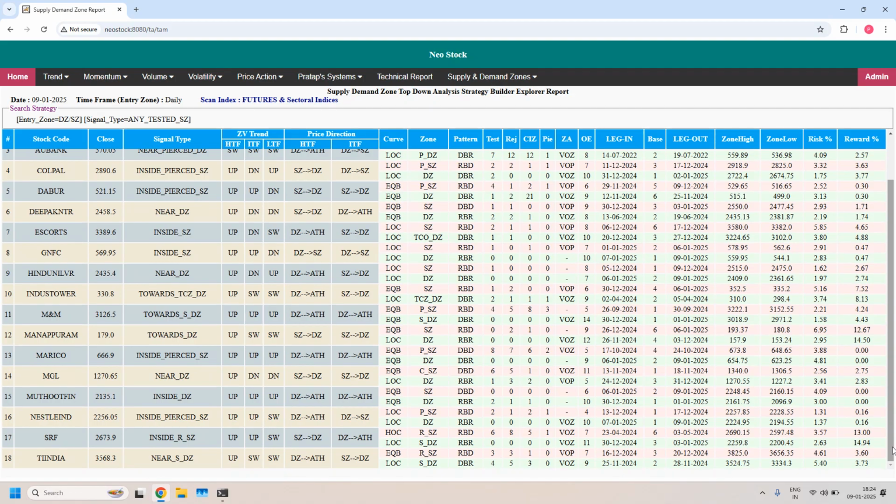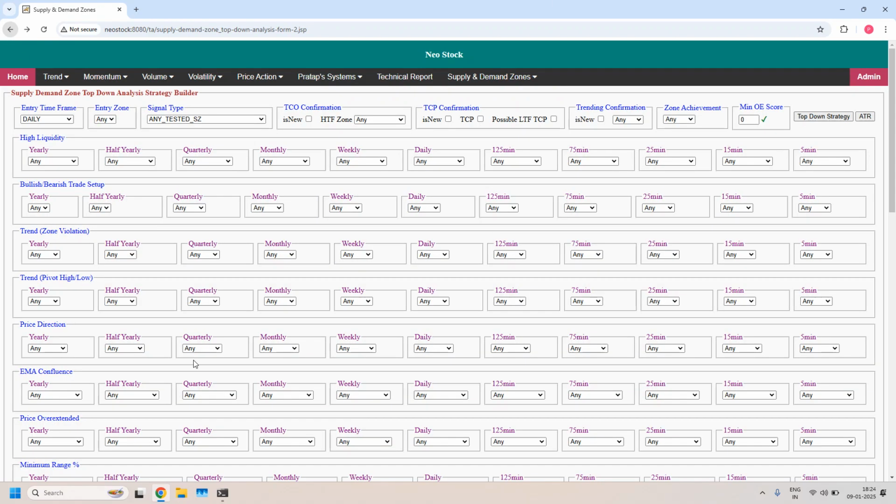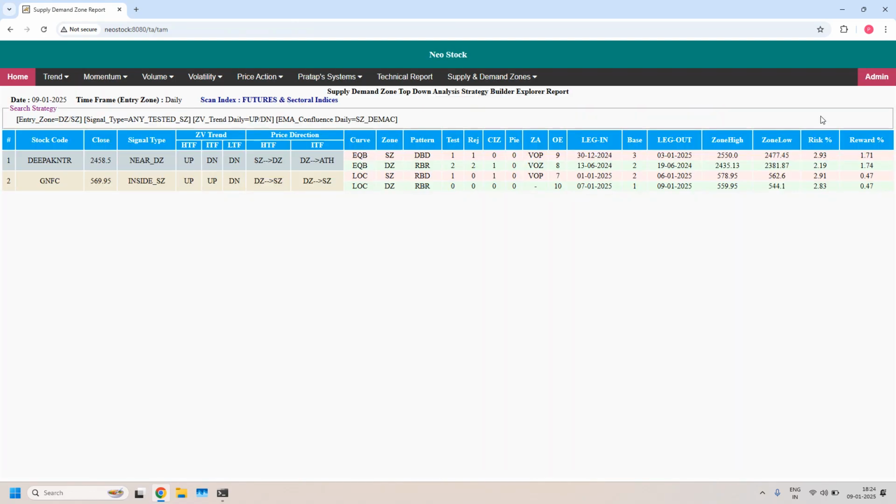Out of these 18, how many of these daily supply zones are having daily EMA confluence? Let's verify. In the EMA confluence at a daily time frame, I am setting the filter daily supply zone having daily EMA confluence, and the trend at a daily time frame should not be sideways. So I am selecting up or down trend. Now let me filter the stocks. We got only 2 stocks, 2 supply zones. None of them are pierced.